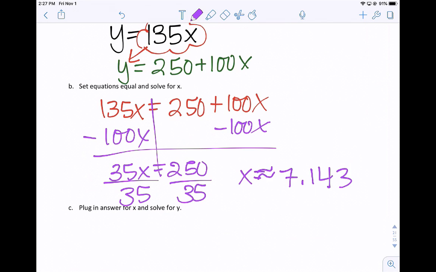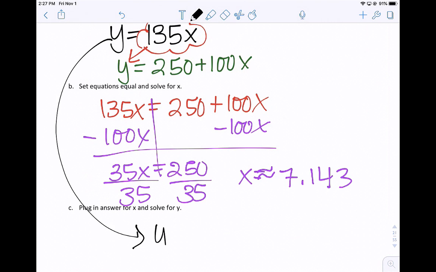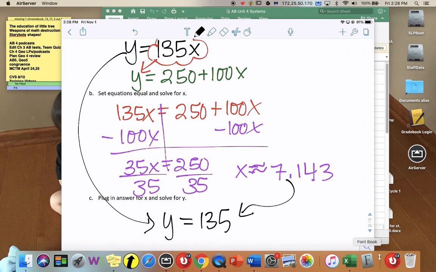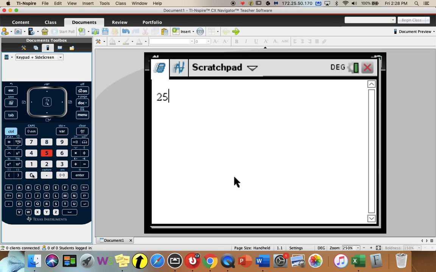Okay, so then it says plug in your answer for x and solve for y. So we'll take that answer, and you can plug into either equation. So I'll just plug into Gavin's equation. So we have y equals 135 times this. And this is when we should use our answer key. So let me show you what that looks like. Okay, so we'll take 250 divided by 35. And again, you can see the decimal.